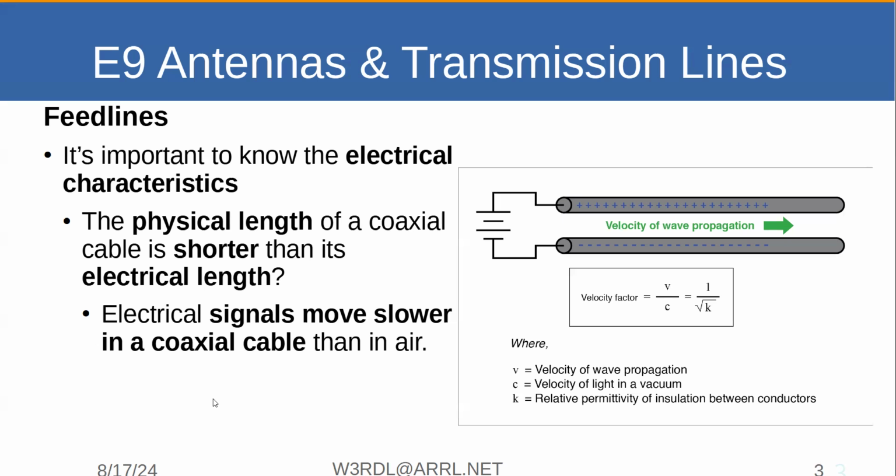Like polyethylene, which is probably the most common, has more loss and a different dielectric constant, so it will be a lower velocity factor than you would see in a foam-filled or air-filled transmission line.